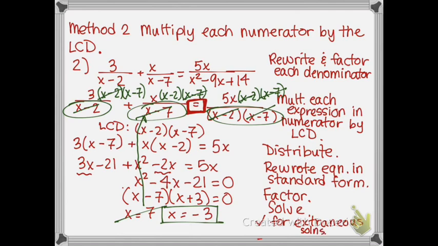So why did the rational equation get a poor grade in chemistry? Do you guys know? Why did the rational equation get a poor grade in chemistry? It kept producing extraneous solutions.